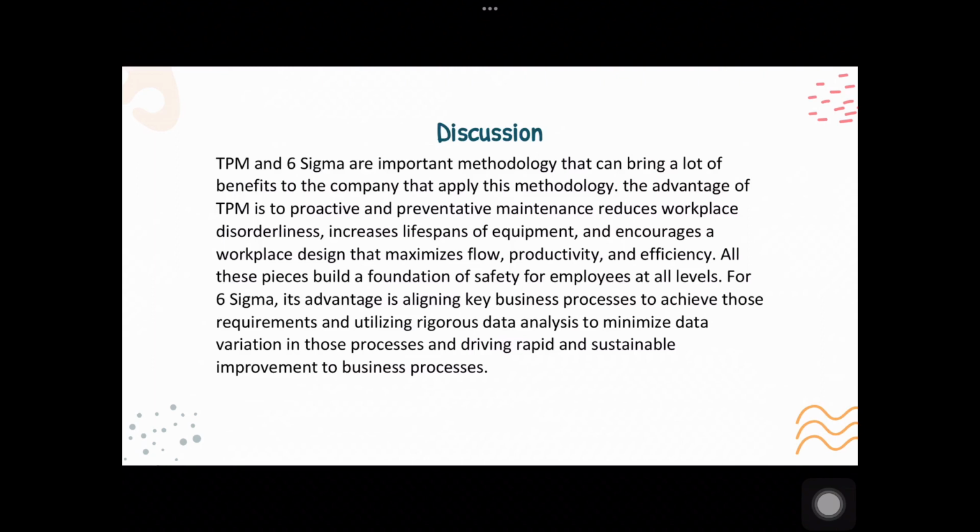For Six Sigma, its advantage is aligning key business processes to achieve those requirements and utilizing rigorous data analysis to minimize variation in those processes and driving rapid and sustainable improvement to business processes.